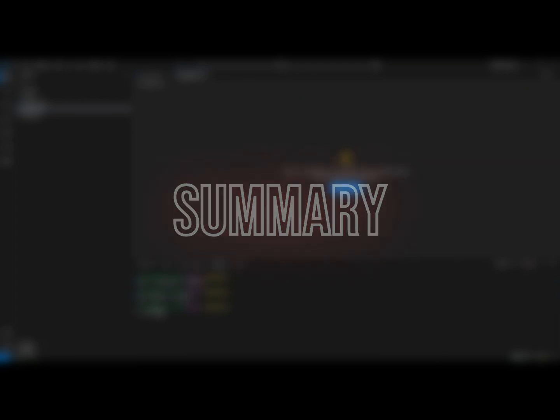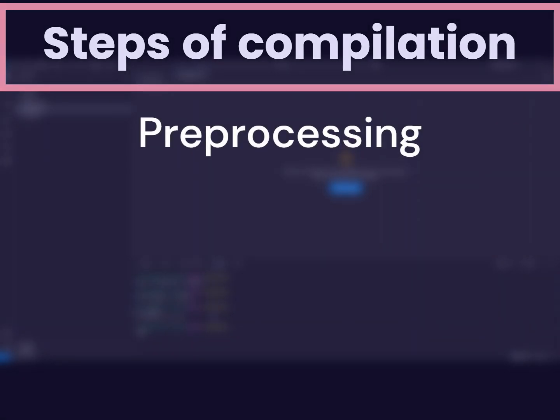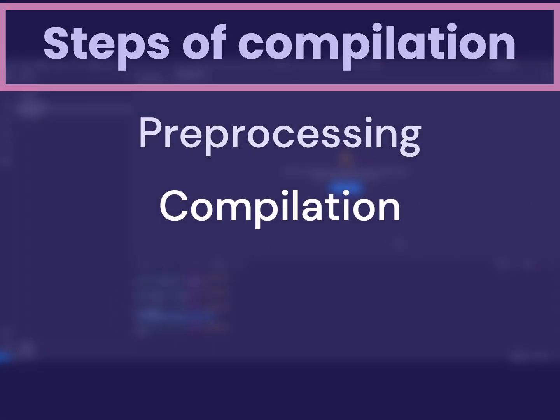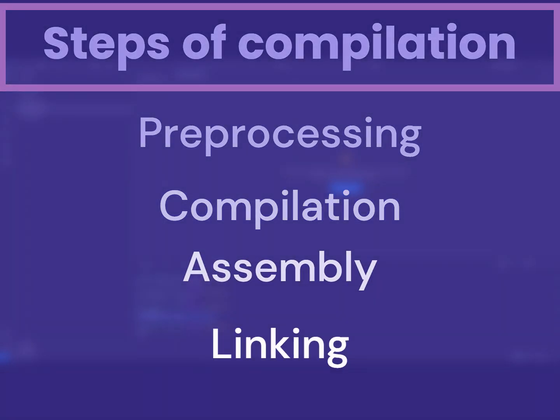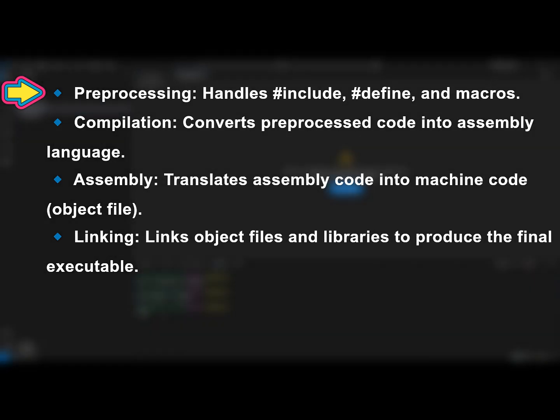That's all for today. Let's quickly recap what we learned today. We learned four steps of compilation. First, preprocessing. Second, compilation. Third, assembly. Fourth, linking. Preprocessing handles include, define and macros. Compilation converts preprocessed code into assembly language. Assembly translates assembly code into machine code, that is the object file. Linking links object files and libraries to produce the final executable.